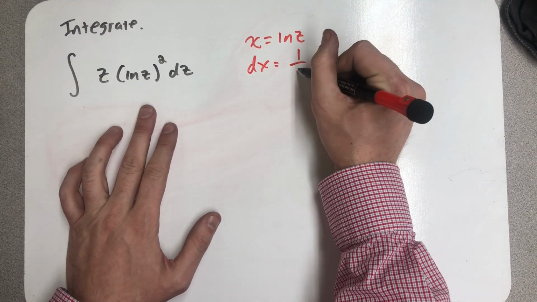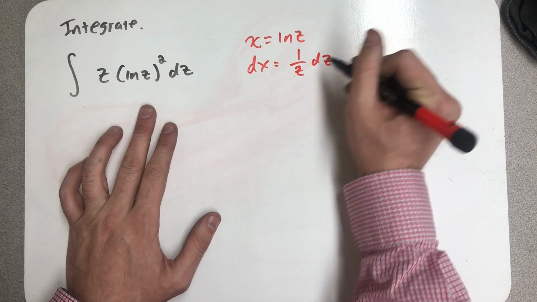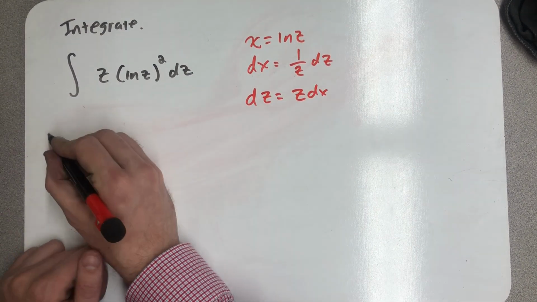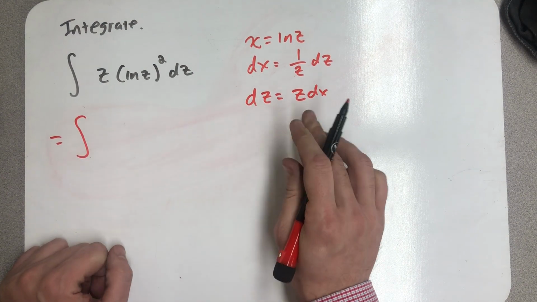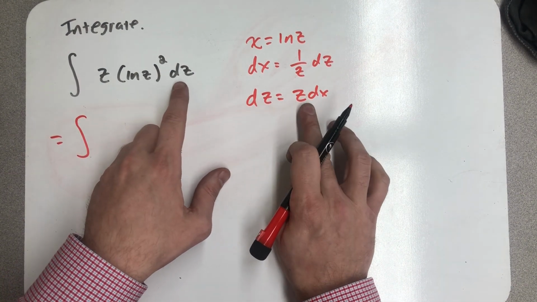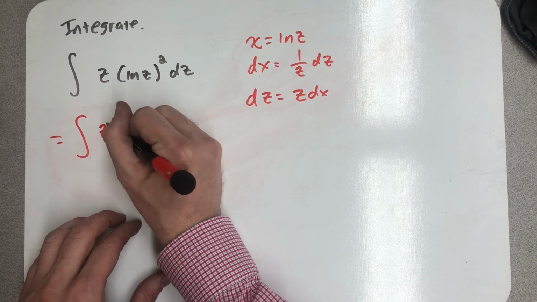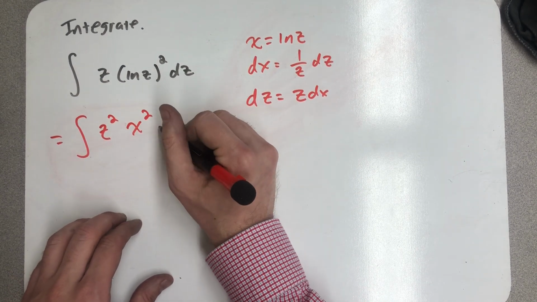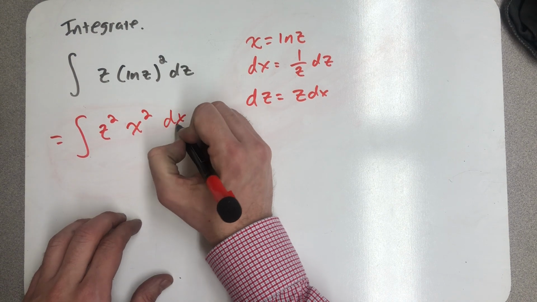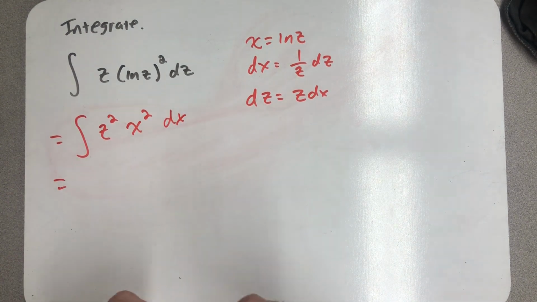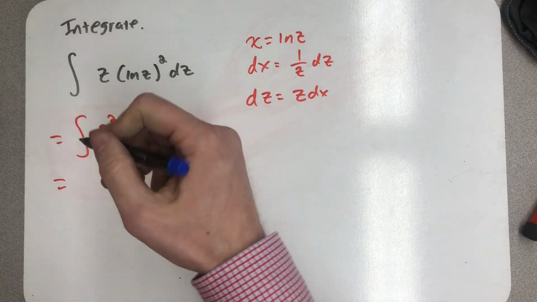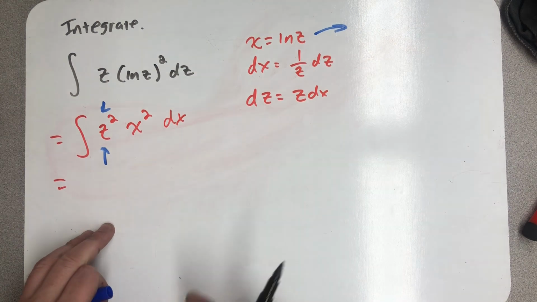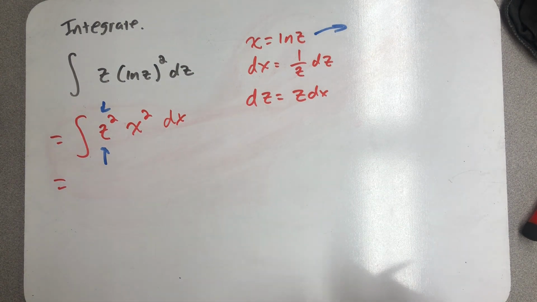I take a derivative and dx would equal 1 over z dz. And then dz equals z dx. Making that substitution, well, the dz would have a z dx in it, so I'd end up with a z squared times x squared dx. And I guess I'm a little worried right now because my integrand still involves the variable z. So let's see if we can use our original substitution to help out with that.